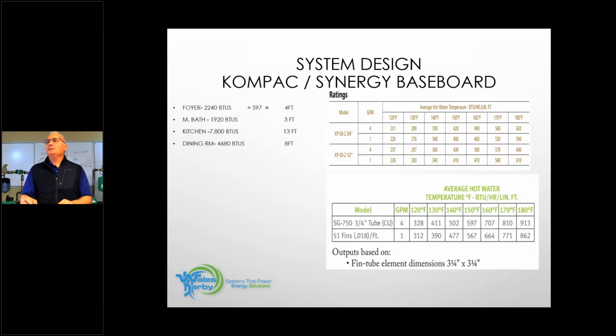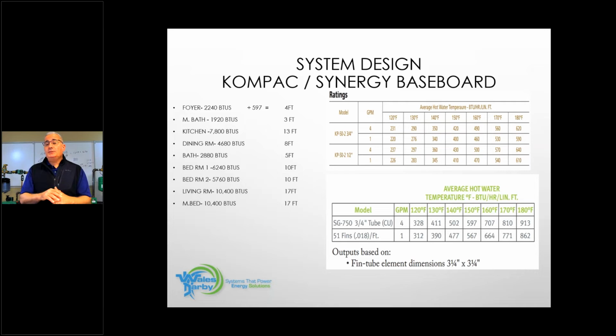So to move things along, the dining room at 4,680, 8 feet. The bathroom at 2,880, 5 feet. Bedroom 1, 6,240, should get 10 feet. Bed 2, 10 feet. Living room, 17 feet. Master bedroom, 17 feet. Any questions on how we got the footage for each room?